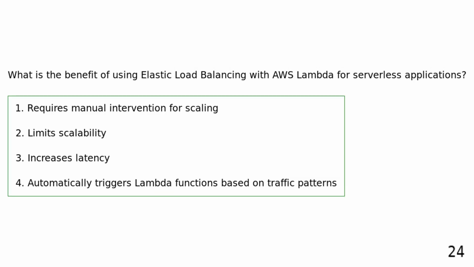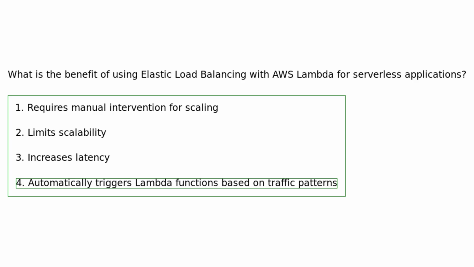What is the benefit of using elastic load balancing with AWS Lambda for serverless applications? Requires manual intervention for scaling. Limits scalability. Increases latency. Automatically triggers Lambda functions based on traffic patterns. Elastic load balancing can be used with AWS Lambda for serverless applications, automatically triggering Lambda functions based on traffic patterns, ensuring that compute resources are available to handle incoming requests efficiently.